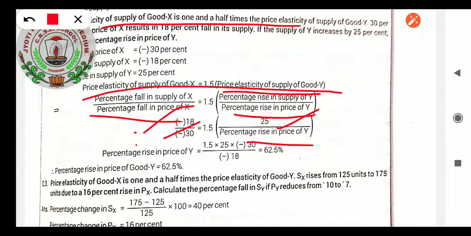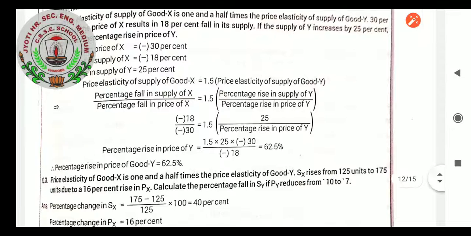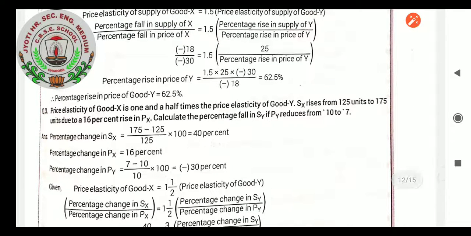So the formula becomes 1.5 into 25 into minus 30 will go here, divided by minus 18 in place of percentage rise in price of Y. From this cross multiplication we got 62.5%. So percentage rise in price of Y equals 62.5%. That is the answer. This is the way we use the percentage method or proportional method, as we already used in the demand chapter. There also practicals were solved.